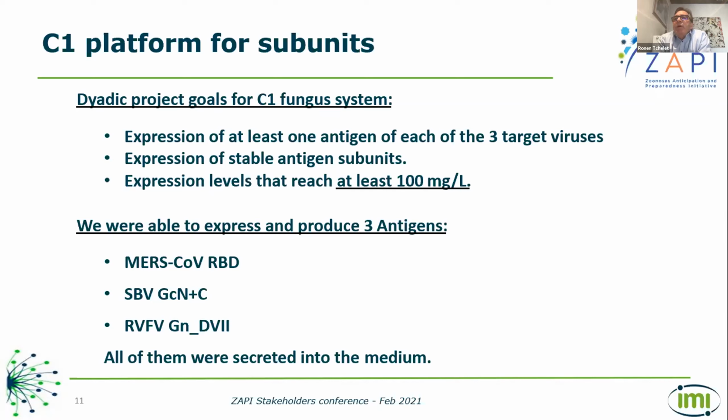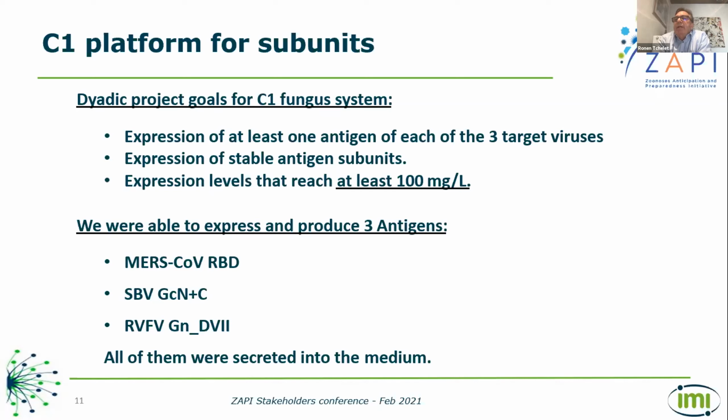Since C1 was a new candidate, we received moderate goals: to express at least one antigen of each of the 3 target viruses. Second, to express stable antigen subunits. And overall, the expression level that we should reach is at least 100 milligram per liter.